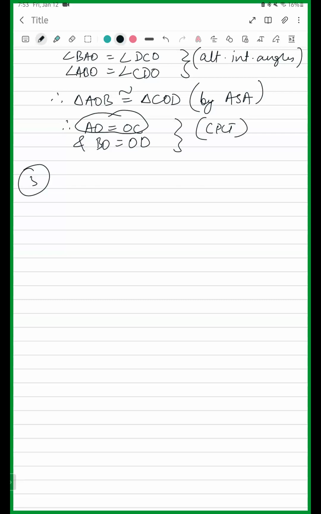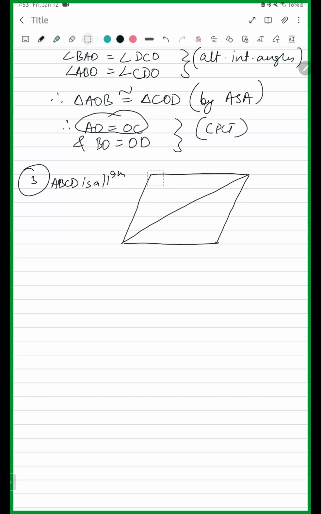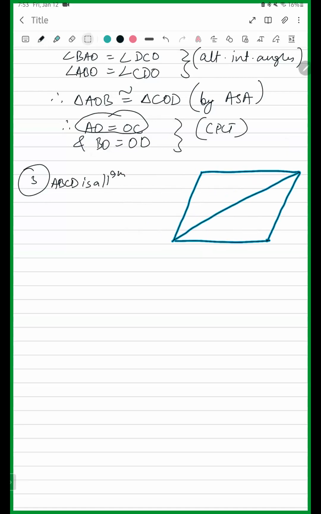So shall we do this, or you can do it on your own? You can explain. Okay. So what is given is that ABCD is a parallelogram and this is A over here.